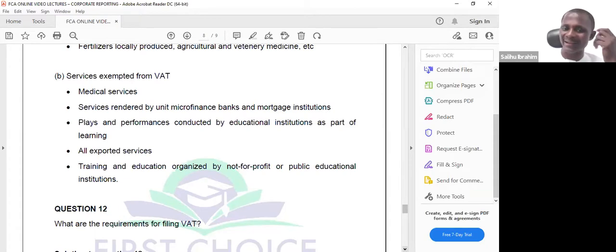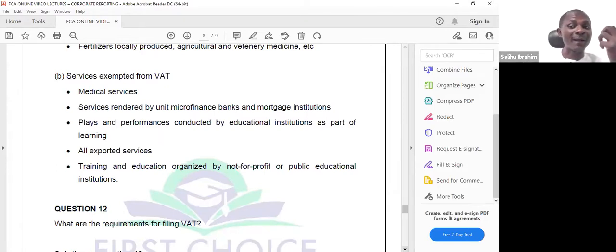Services rendered by microfinance banks and mortgage institutions. If you transact business with a microfinance bank, that service is not VATable. Don't misquote me. When I say services with microfinance bank, it is service that is within the ordinary course of business of that microfinance bank. A microfinance bank will give micro loans. When they give you a loan, you are expected to pay interest. That interest, ordinarily, they're supposed to charge you VAT on it. But it is an exempted item, so VAT will not be charged because it falls within the ordinary activities of the entity.